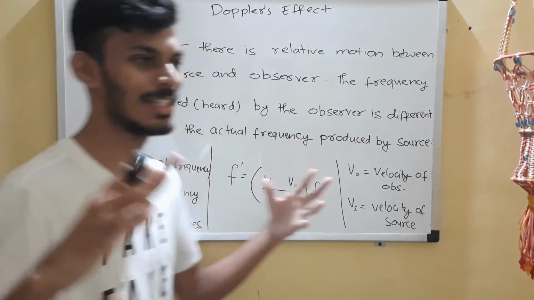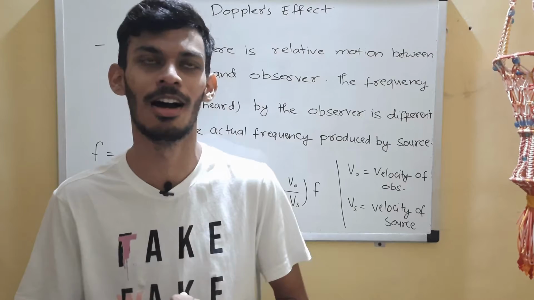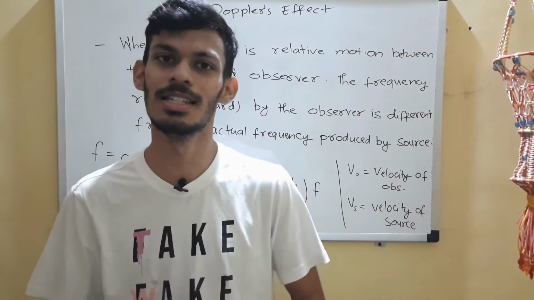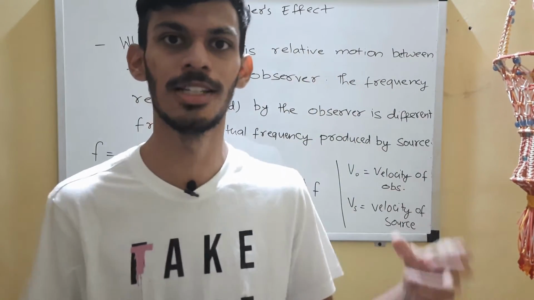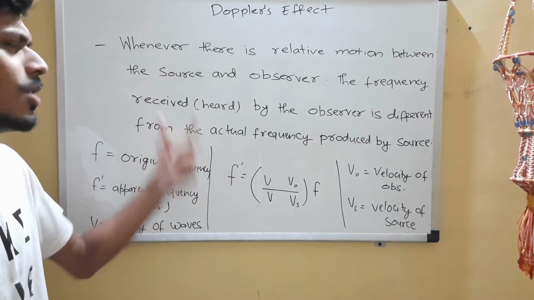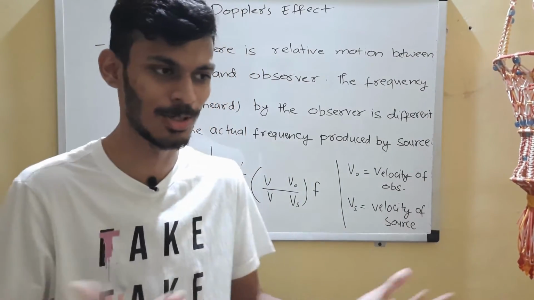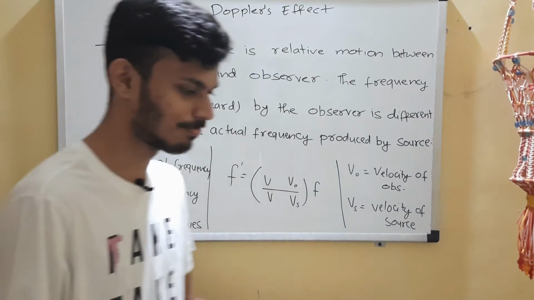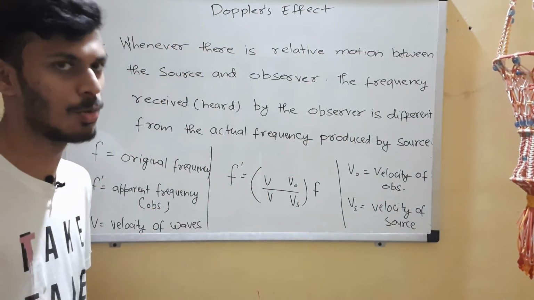Now what is the source and what is the observer? Let me briefly tell you about that. The source is somebody who produces the waves. In our discussion today we are discussing Doppler's effect in sound, so the source is somebody who produces the sound waves, and the observer is somebody who observes it, who receives it, who hears it.